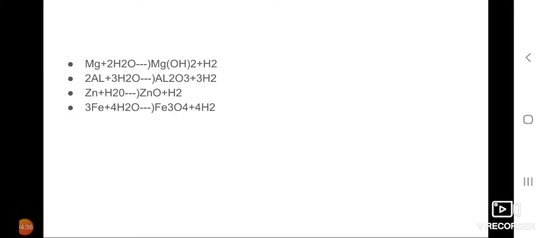Aluminium reacts with steam to form aluminium oxide and hydrogen gas. Aluminium metal does not react with water under ordinary conditions because of the presence of a thin layer of aluminium oxide on its surface. Zinc reacts with steam to form zinc oxide and hydrogen. Red hot iron reacts with steam to form iron oxide and hydrogen.